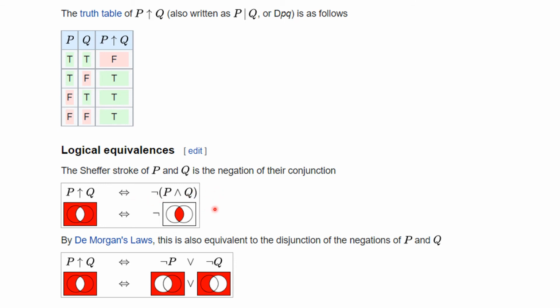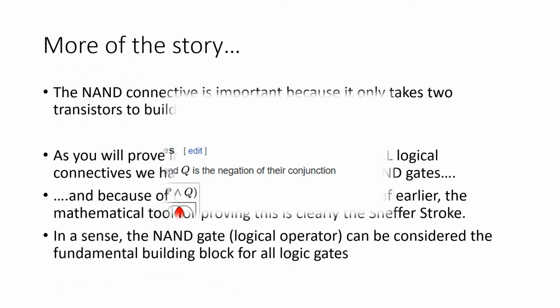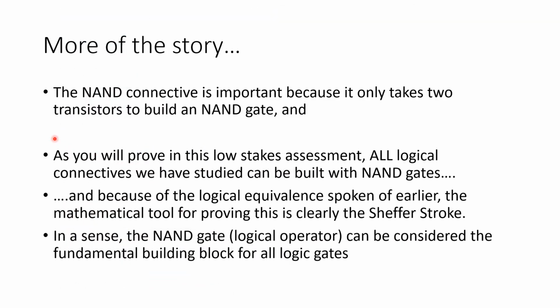Here's a Venn diagram showing that, and by De Morgan's law, that's equivalent to the disjunction of the negations of the operands, because you just distribute the negation, so negation of P and Q is negation P or negation Q. You found that in your readings. And some more of the story.